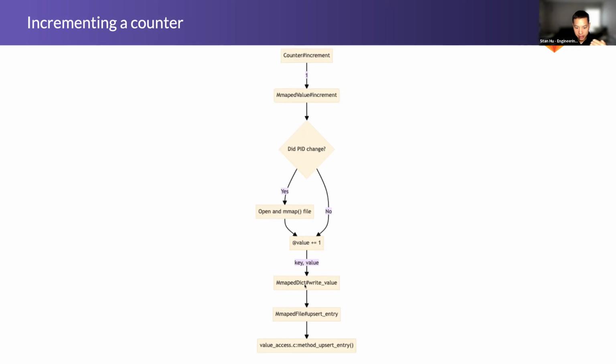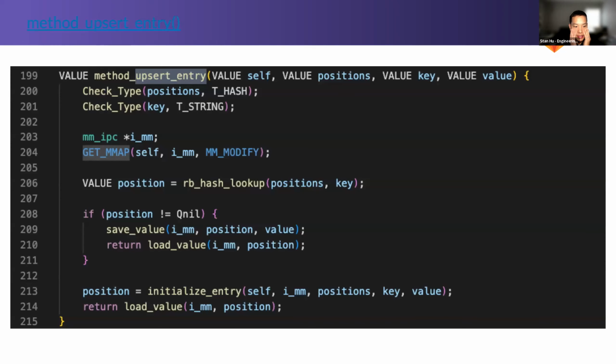This mmap dictionary gets called write value, and then this calls upsert entry, and this is where the meat of this process happens, in the method upsert entry, and this is all C code. So let's look at that C code. And for those who haven't looked at C code, I'll walk you through it. This is not as scary as it looks.